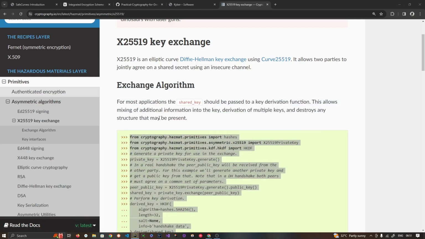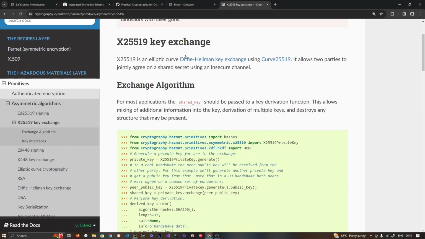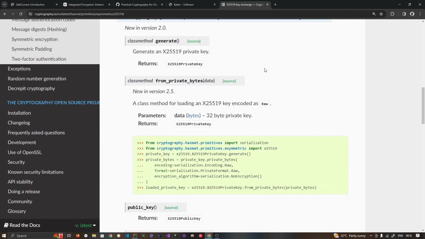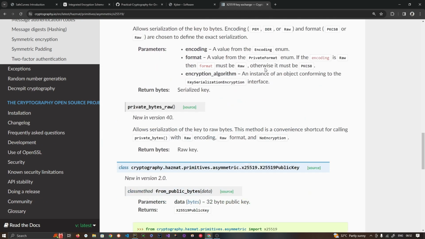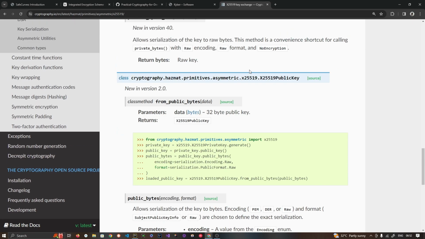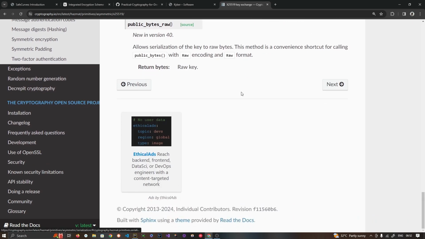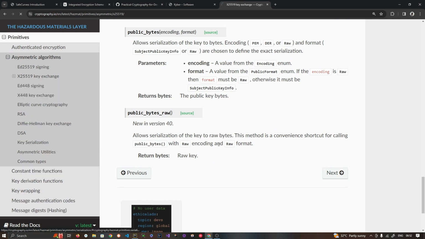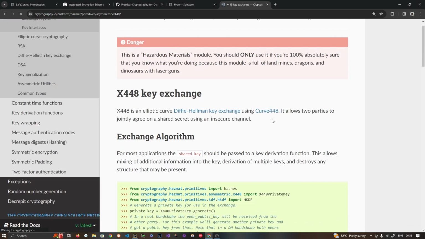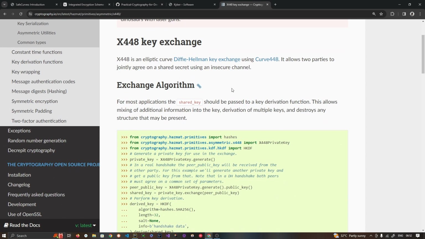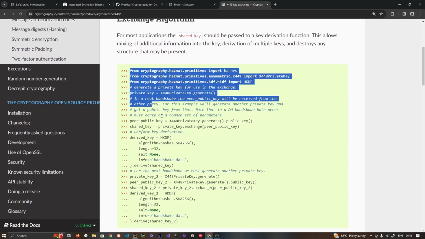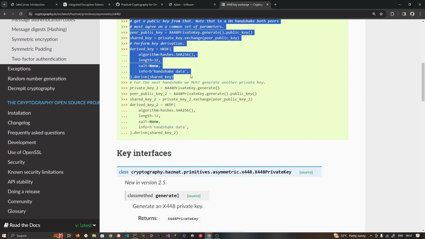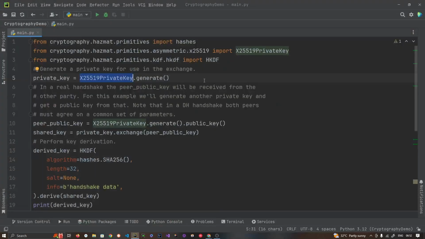And there is one more example here. So this is curve 25519. It actually uses a 32 byte public key, but internally, let's understand X448. This is even stronger than 25519. Let me run it. In fact, the code is almost the same.